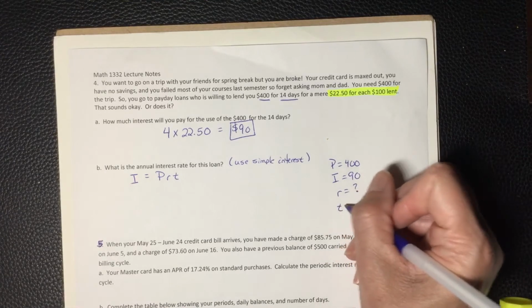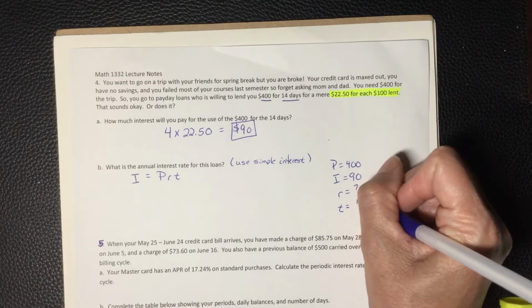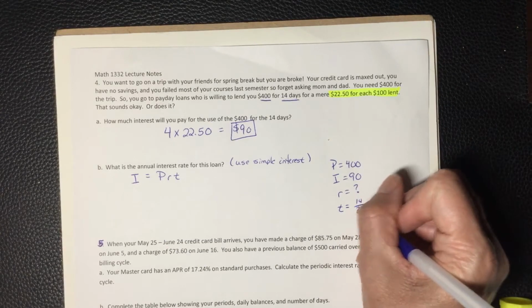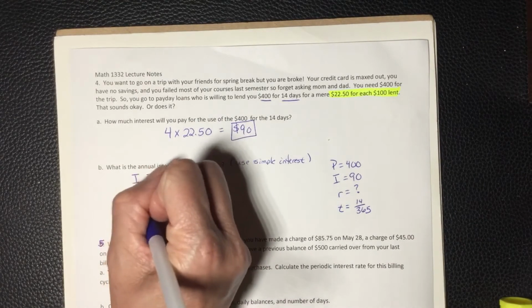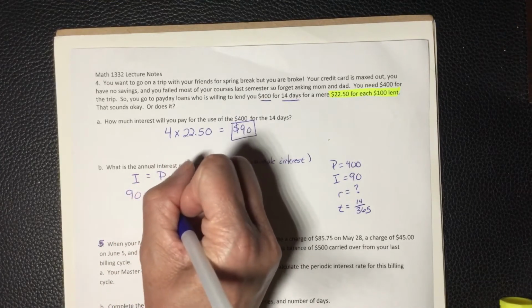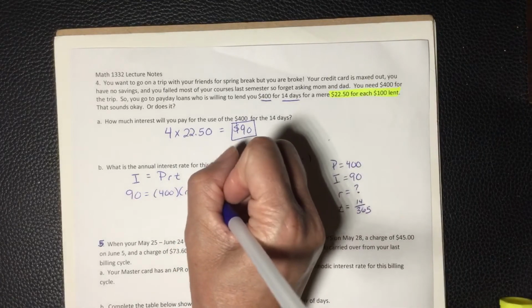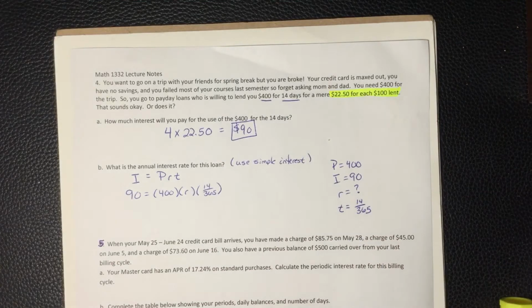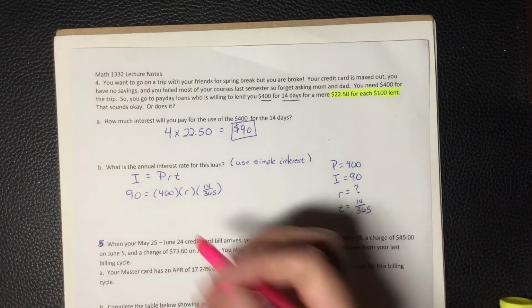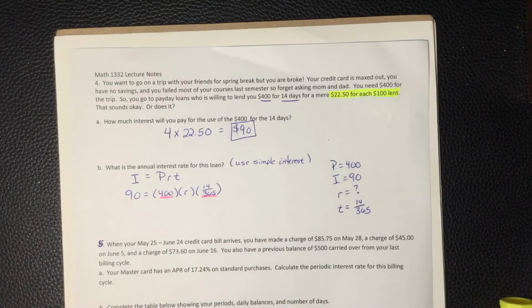The time is what's tricky. The time is supposed to be in years. So since you're borrowing it for 14 days, and there's 365 days in a year, our time's going to be 14 over 365. So if we start plugging all that in, that will be 90 equals 400 times R times 14 over 365. All right, so I'm going to start by multiplying these two together on my calculator.